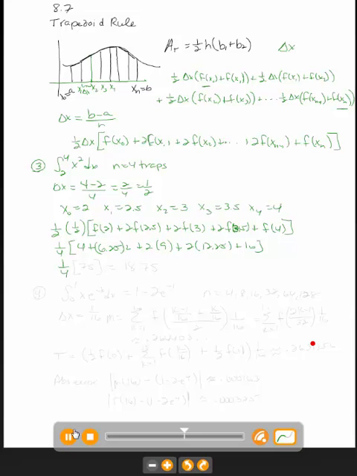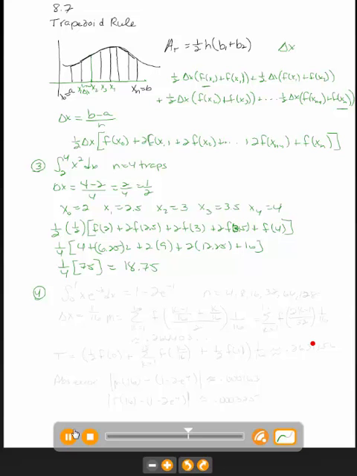So that will give me 1/4. When I put all of that together, I got 75. And 1/4 of 75 gives me 18.75. And so that's the area under the curve, approximating it by trapezoids.